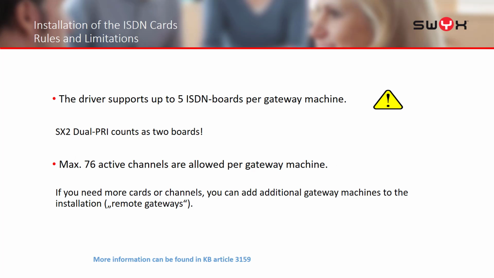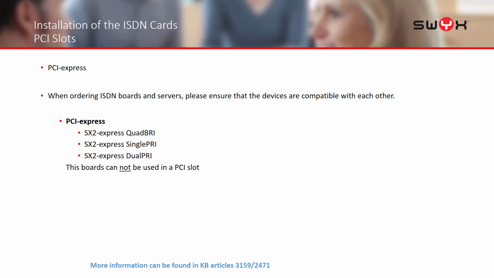The only ISDN cards we support are the cards that we supply, the SX2 models. A couple of things you have to be aware of though. You can only put 5 ISDN cards in a single piece of tin. That's not really a limitation these days. You don't find many servers these days that have got 5 empty slots on them. Be aware though that if you go for the dual PRI card, that is equivalent to 2 cards. And the other thing is you can only have a maximum of 76 active channels in the gateway. As usual, knowledge base article 3159 if you want to read up more about those limitations.